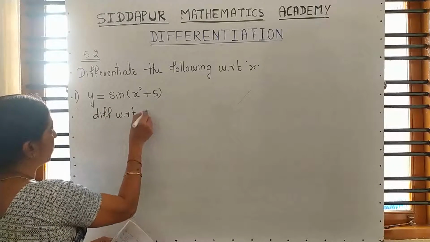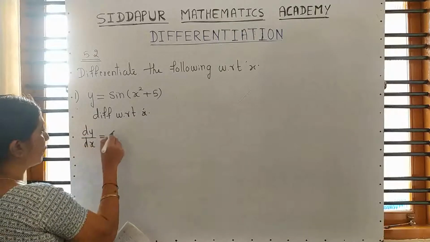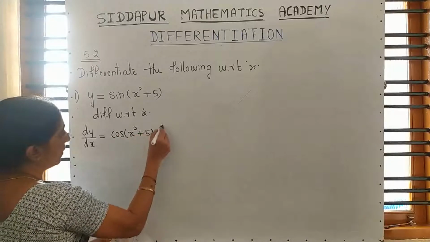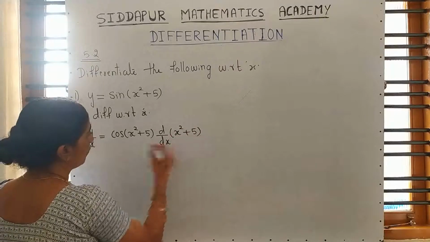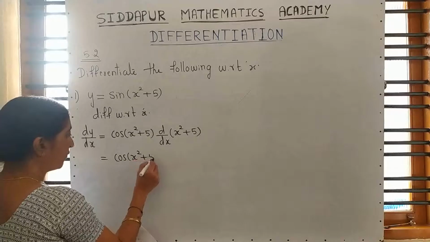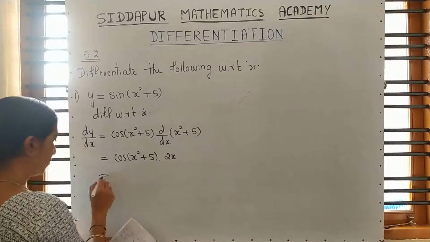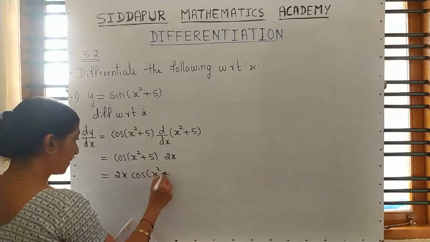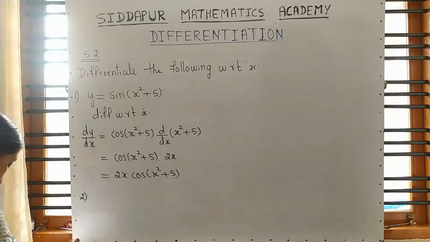Differentiating with respect to x, dy upon dx. Differentiation of sine is cos of x square plus 5, into differentiation of x square plus 5. So it is cos of x square plus 5. Differentiation of x square is 2x, differentiation of 5 is 0. So what you are writing: 2x cos of x square plus 5. Second question.